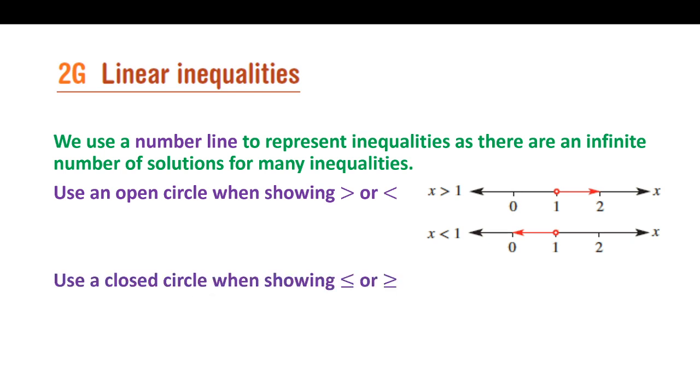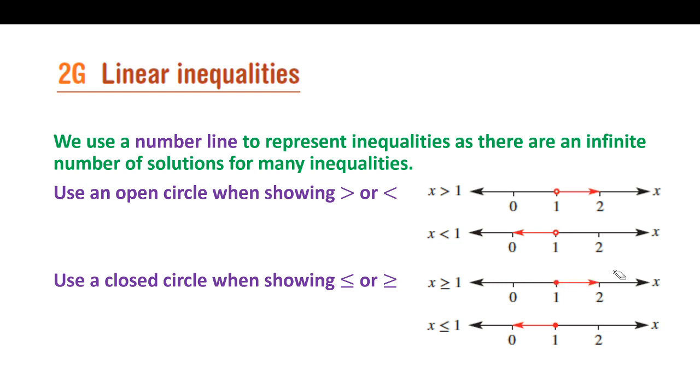We use the closed circle when showing less than or equal to, or greater than or equal to. It's exactly the same thing, except with a closed circle instead. So here we've got x is greater than or equal to 1, so you colour in the circle this time, and then you draw your arrow across. The same for the other one: x is less than or equal to 1, so we colour in the circle for 1, and then we point to all numbers that are less than or equal to 1. Because we're including the 1, we colour in the circle, and if we're not including it, we leave the circle open.